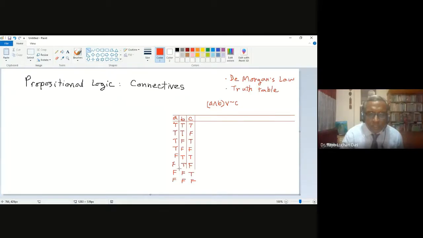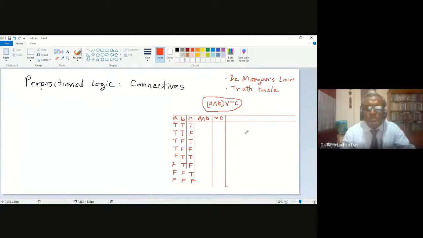just write the 3 variable combinations first, then you can move to the next column, and the next column will come according to the expression. So the expression is this. You write A and B, this is one part, and then you write not C, that is another part, and then you write A and B or not C. That is the whole thing which is given.